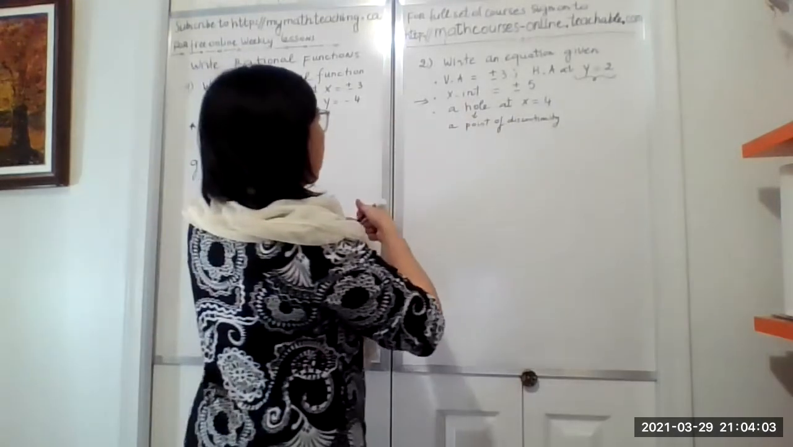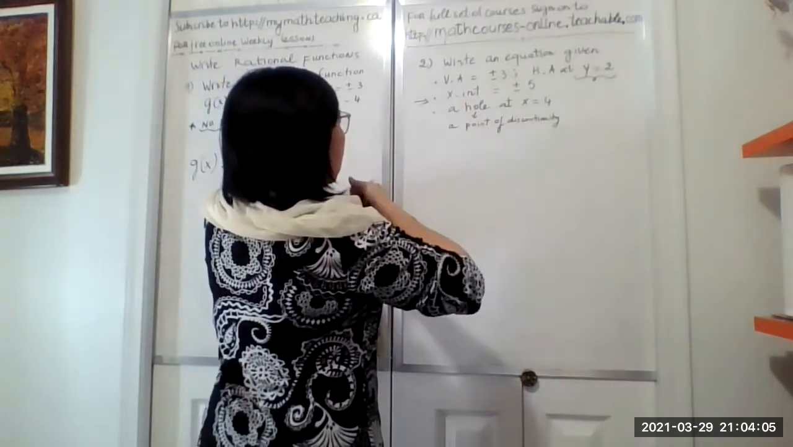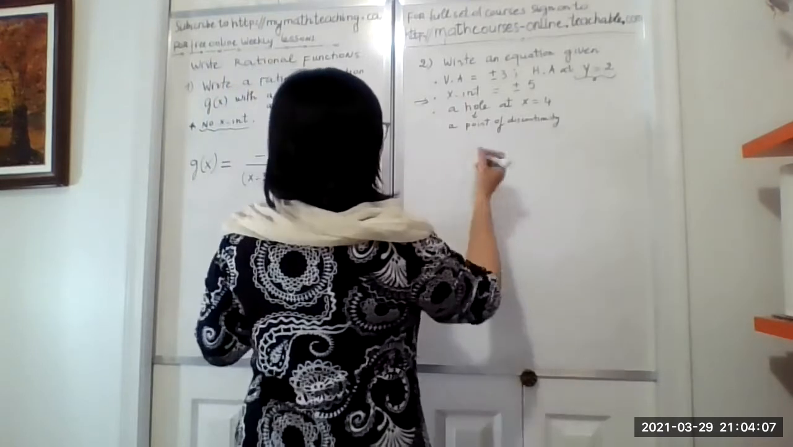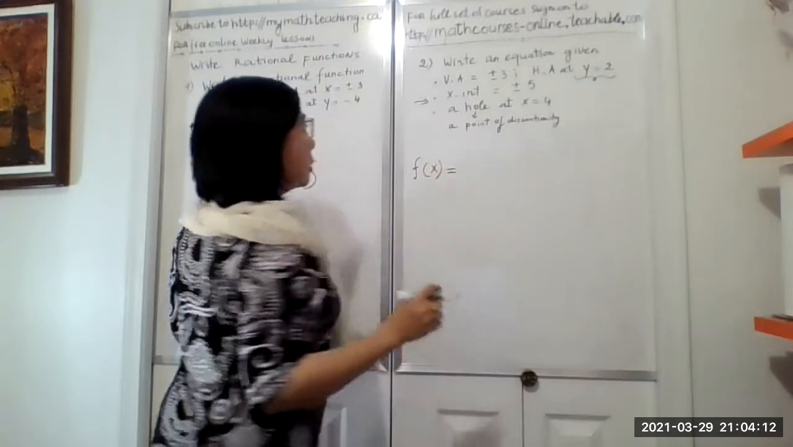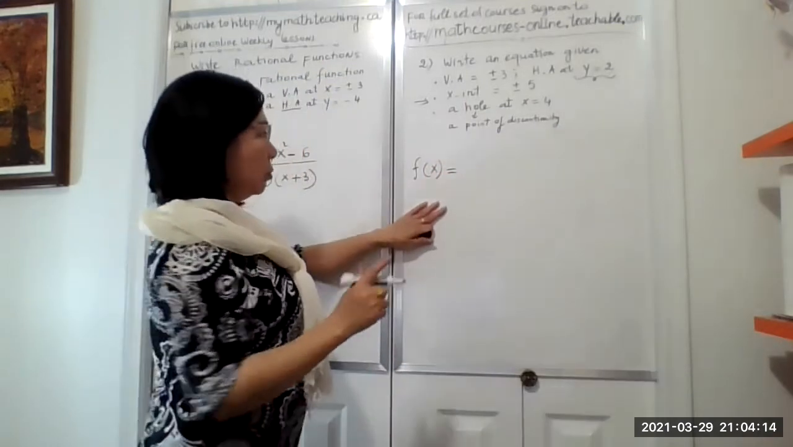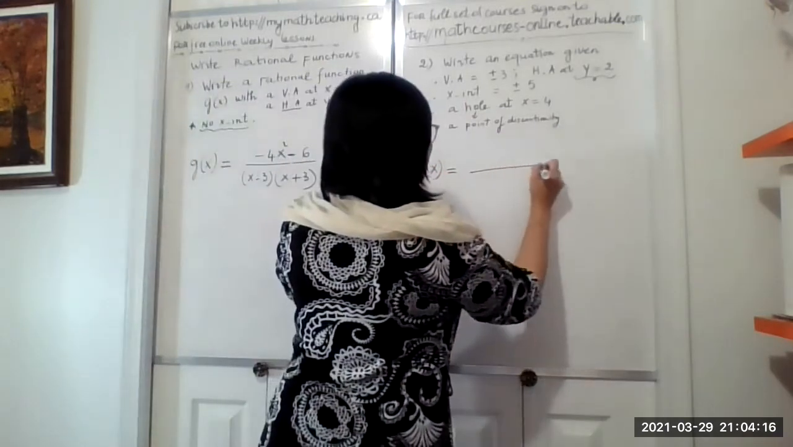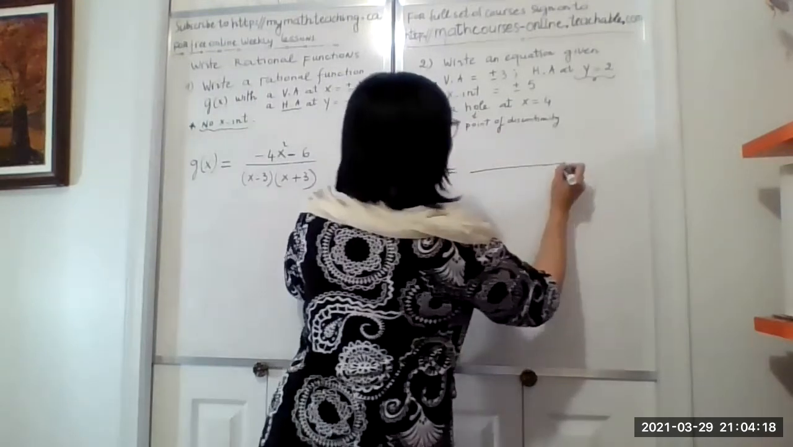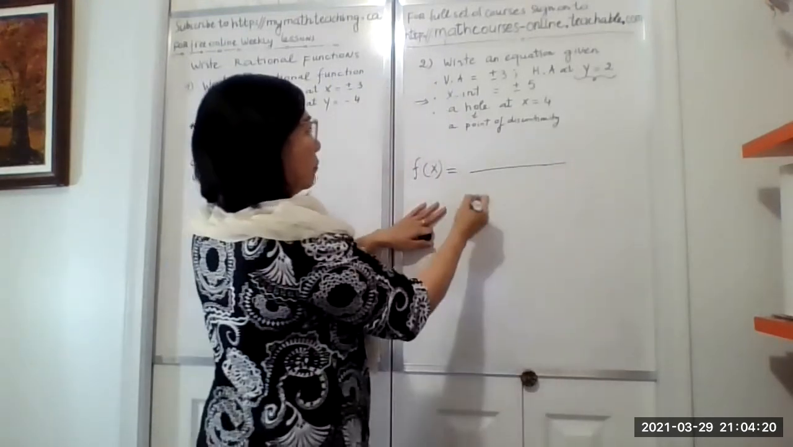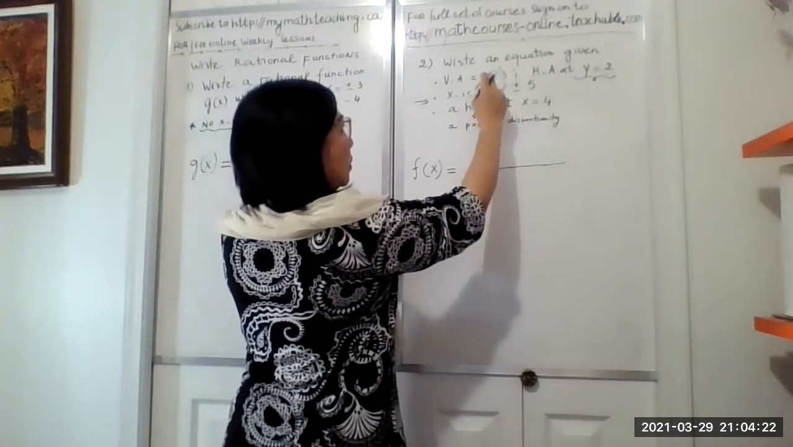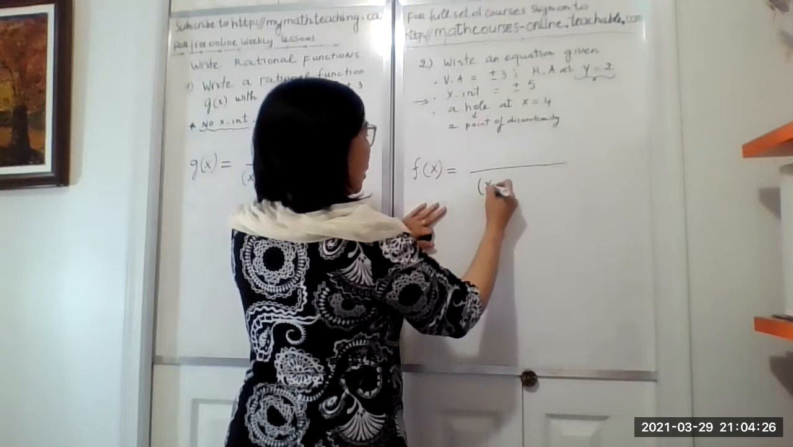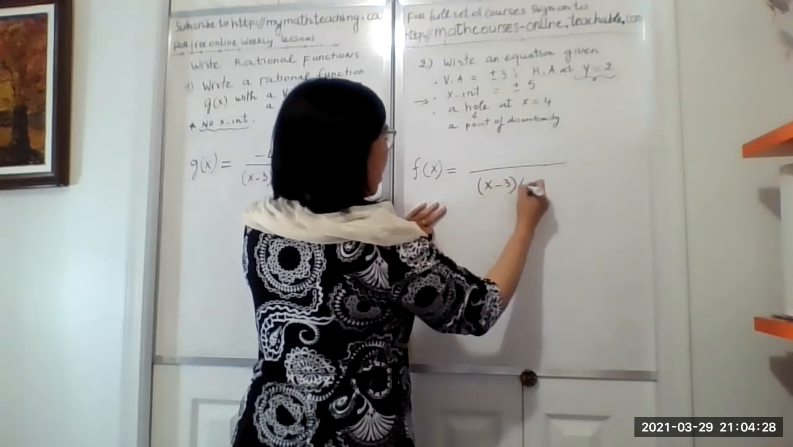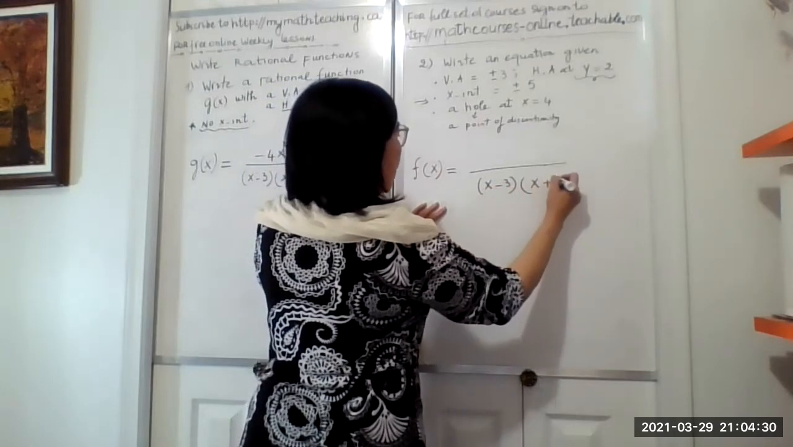So let's establish this equation. Now, this equation doesn't have a name, so let's name it, maybe f of x. Doesn't matter, right? Now, let's establish the rational function. So what do we have for this equation? First, vertical asymptotes at x equals plus and minus 3. So again, we will have two brackets like this, multiplied together at the bottom.